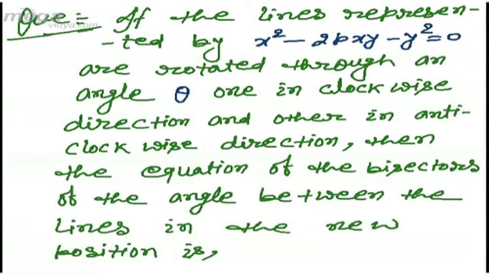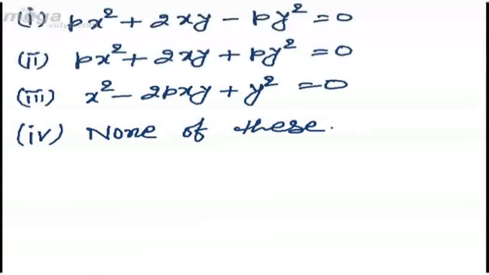So student, the question is, if the lines represented by x square minus 2pxy minus y square is equal to 0 are rotated through an angle theta, one in clockwise direction and other in anti-clockwise direction, then the equation of the bisectors of the angle between the lines in the new position is, and your options are: the first option is px square plus 2xy minus py square equal to 0, the second is px square plus 2xy plus py square equal to 0, the third is x square minus 2pxy plus y square is equal to 0, and the fourth option is none of these.